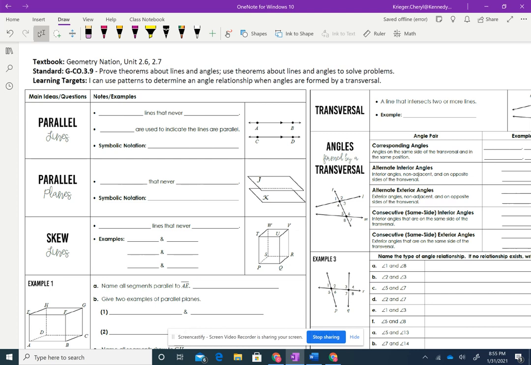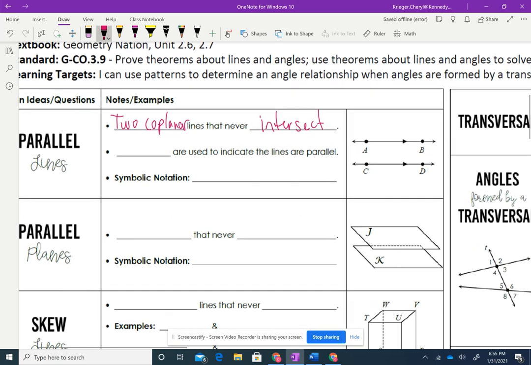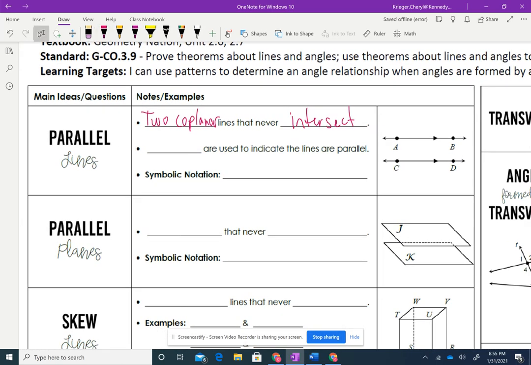So here we have parallel lines. And parallel lines, you already know, they never cross. Okay, but specifically, parallel lines are two coplanar lines. They lie on the same plane. Two coplanar lines that never intersect. Okay, so what you need to know about that is even if it looks like there's no plane between them, if you have a pair of parallel lines, there can always be a plane between them. So we have two coplanar lines that never intersect.